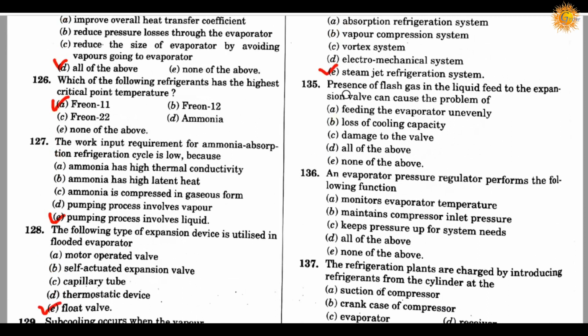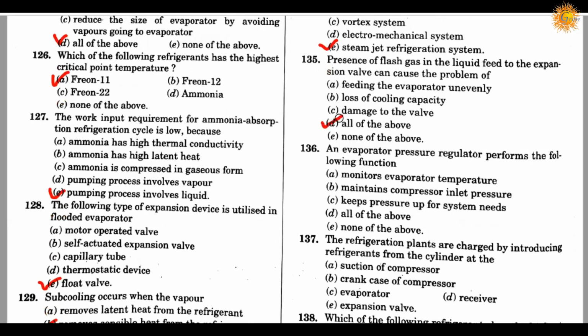Question number 135. Presence of flash gas in the liquid feed to the expansion valve can cause the problem of: option A, feeding the evaporator unevenly; option B, loss of cooling capacity; option C, damage to the valve; option D, all of the above; option E, none of the above. So the correct answer will be D. All of the above.